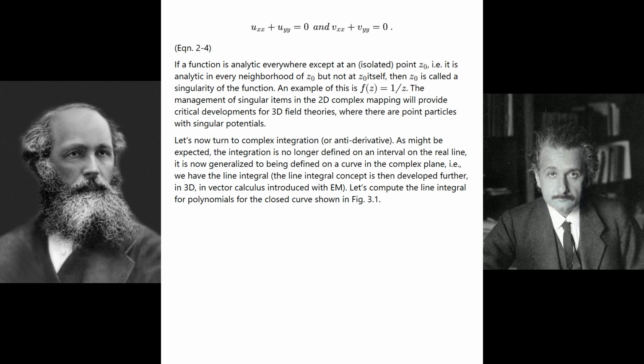Equation 2-4. If a function is analytic everywhere except at an isolated point z₀, i.e. it is analytic in every neighborhood of z₀ but not at z₀ itself, then z₀ is called a singularity of the function. An example of this is f(z) = 1/z. The management of singular items in the 2D complex mapping will provide critical developments for 3D field theories, where there are point particles with singular potentials.